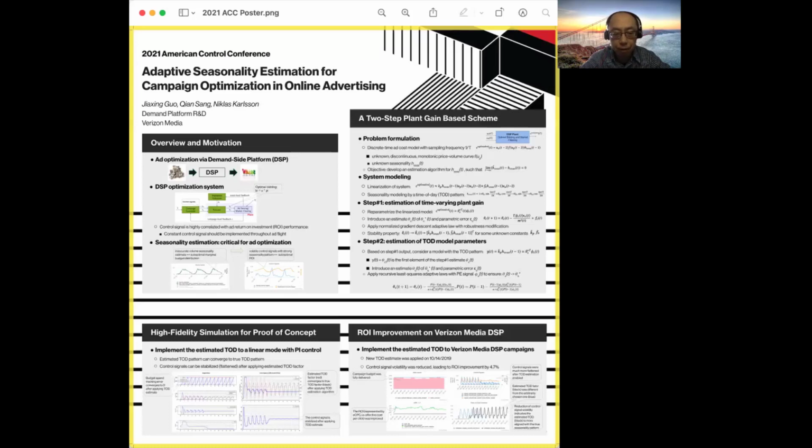In this paper, we proposed a two-step seasonality identification scheme, including a normalized gradient design for the estimation of time-varying plant gain, and a normalized least square design for the identification of the seasonality model. The identification scheme is now running alongside the feedback controller in Verizon Media DSP. Effectiveness and robustness of the proposed scheme are demonstrated with both simulation and experiment results from real advertising campaigns with the DSP at Verizon Media.